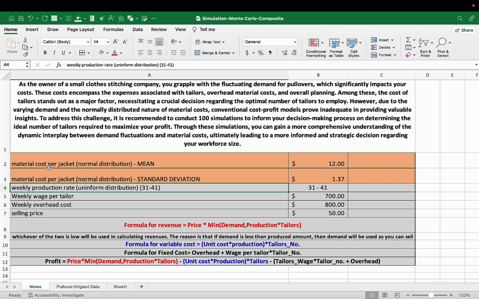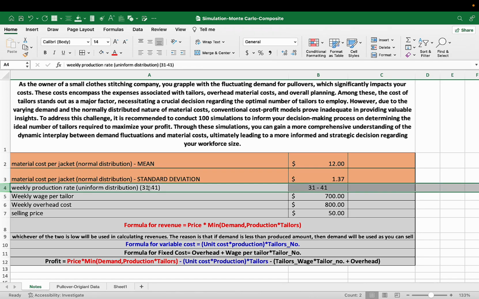So this is the data that we have. As you can see, in any company, one thing will be material cost. That will be one of the important factors that affect your cost. The material cost per jacket is normally distributed. Its mean is $12, which means the cost of one jacket is $12, and the standard deviation of this cost is 1.37.